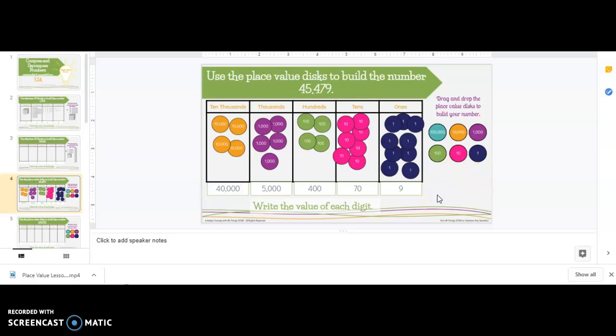All right, and now you have your decomposed number of 45,479. You're going to practice building your numbers using your place value discs.